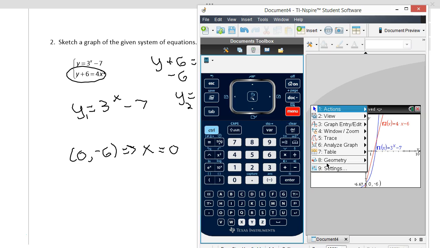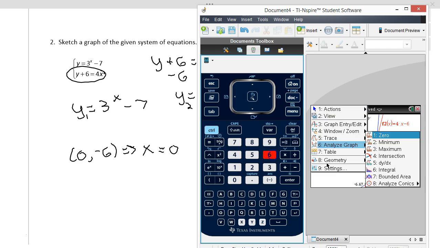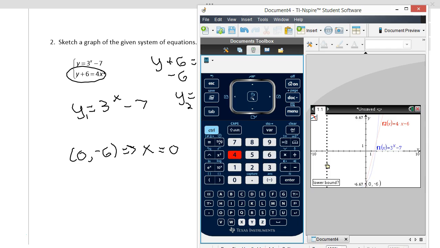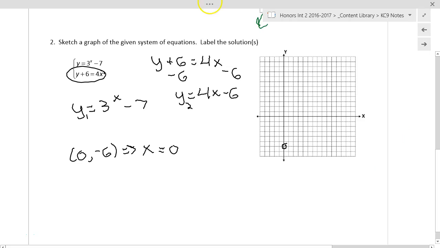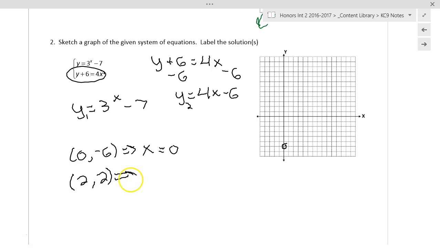And then my next one is menu, analyze graph, number 4, which is again intersection. I think it's right around here. So I get 2, 2, which again means x equals 2. I'm going to put that point over 2, up 2.